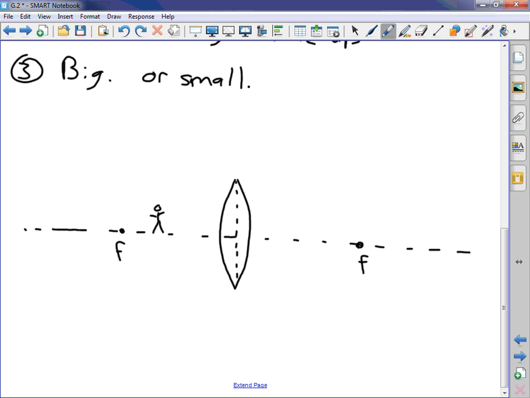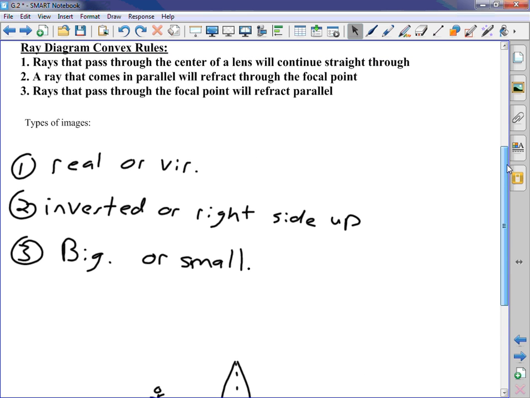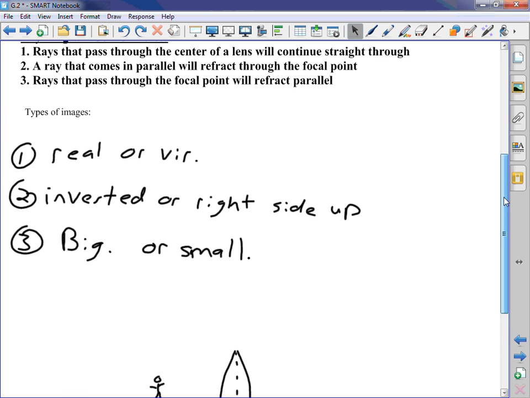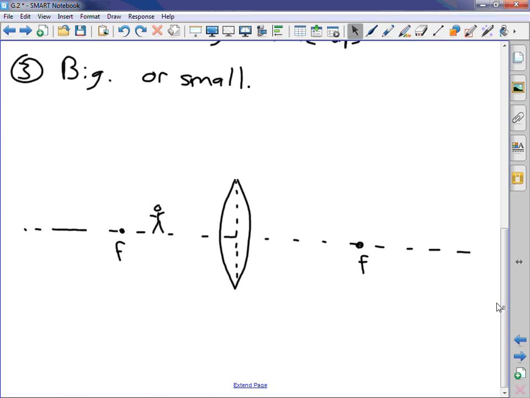All right, let me follow my rules here. So let's scroll back up to look at them again. Rays that pass through the center of the lens will continue going straight through. So let's come down here. Notice the feet are on the principal axis. They'll stay on the principal axis. Means I just need to go ahead. So rays that go through the center will just keep on going. Okay, that's rule number 1. Rule number 2.